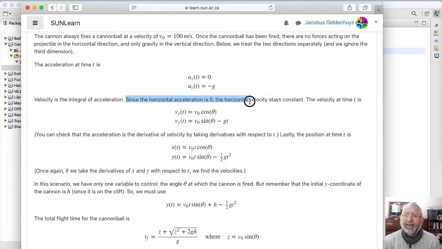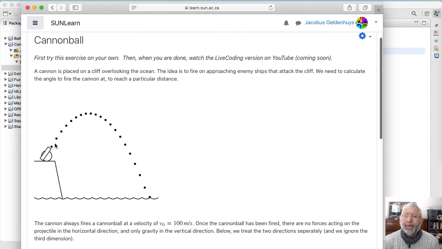Since the horizontal acceleration is 0, the horizontal velocity stays constant. The velocity at time t is v0, so the initial velocity, times the cosine of theta. And the velocity in the vertical direction is, whatever that is, the integral of that. But why have they added this cosine theta if it stays constant? Well, the reason is that we've broken up this velocity into two components, the horizontal and the vertical. And it all depends on that angle theta at a certain point.